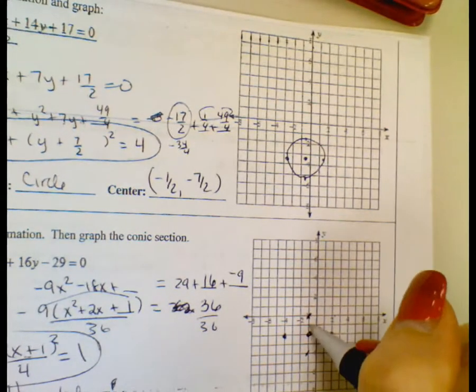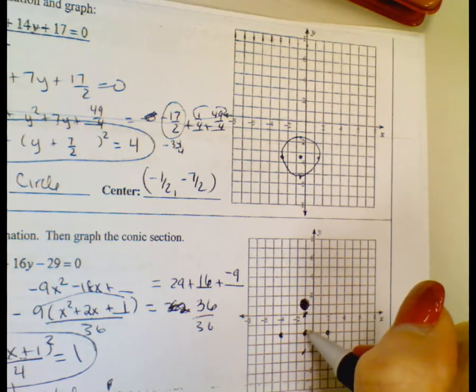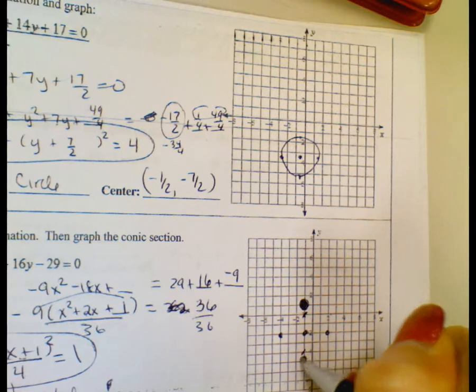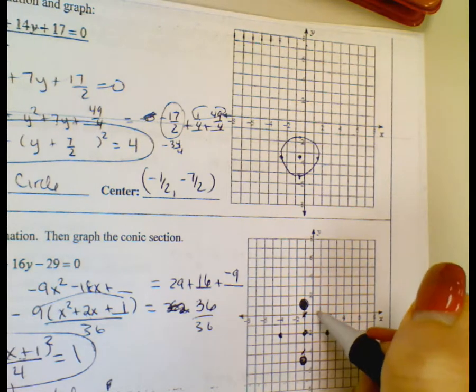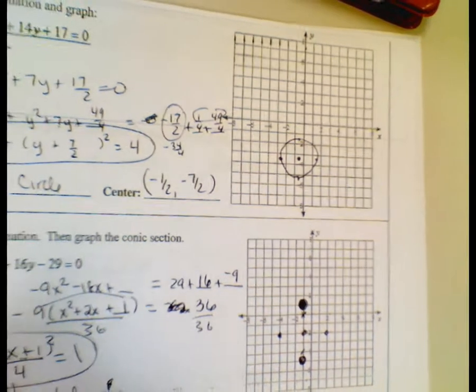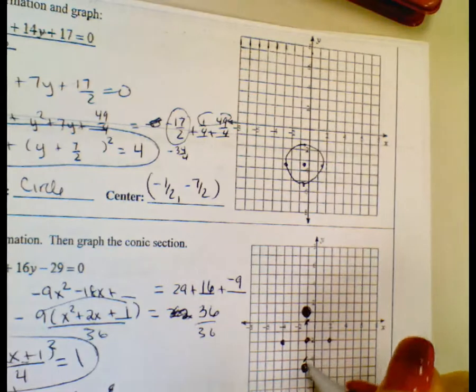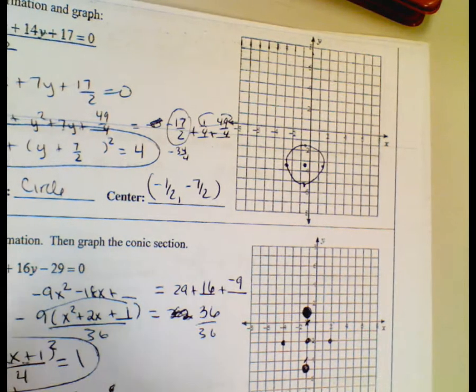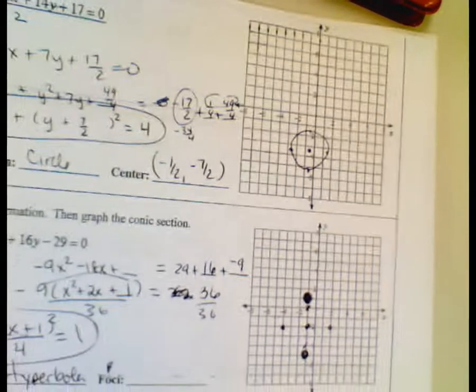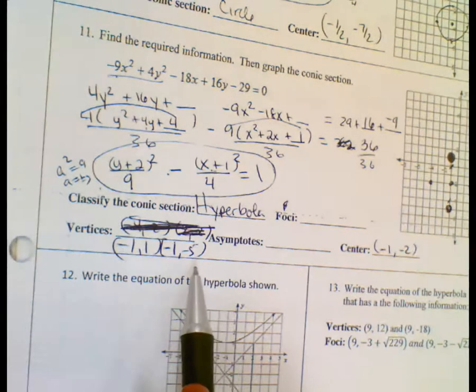So the 3, 1, 2, 3 was supposed to go up. I'm making these really big now. And 1, 2, 3, these are your vertices. So this is -1, 1. These are wrong. And this one is -1, -5. Yeah. Those are your vertices. Sorry about that. Hope you weren't following me. Those are your vertices. -1, 1, and -1, -5.